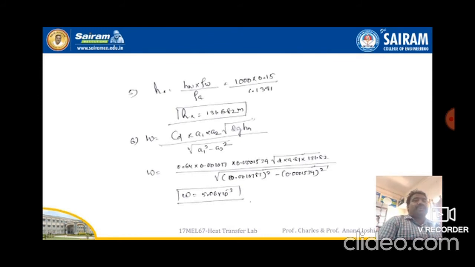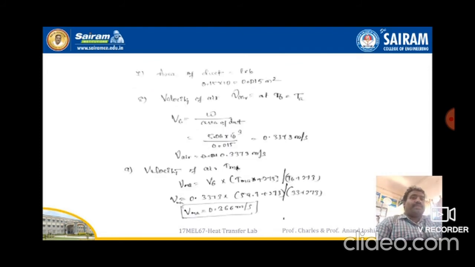the CD into A1 A2 under square root of 2GH divided by square root of A1 square minus A2 square. Substitute all these values in the above equation, you will get 5.06 into 10 to the power of minus 3. Once we got this value, find out area of the duct, that is L into B. So you will get 0.015 meter square.